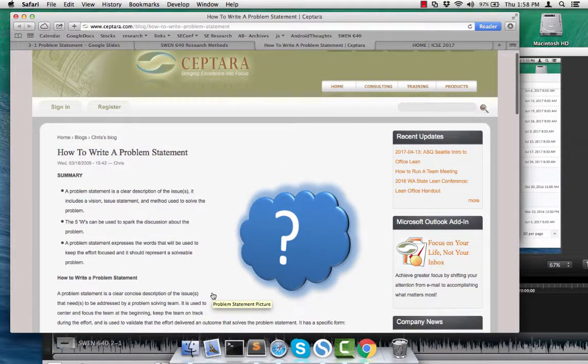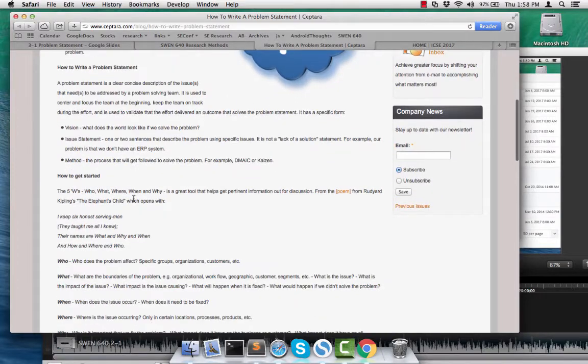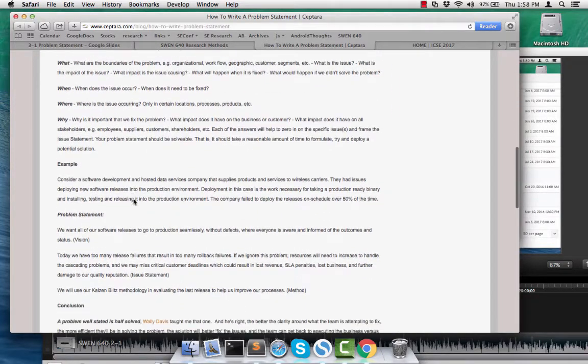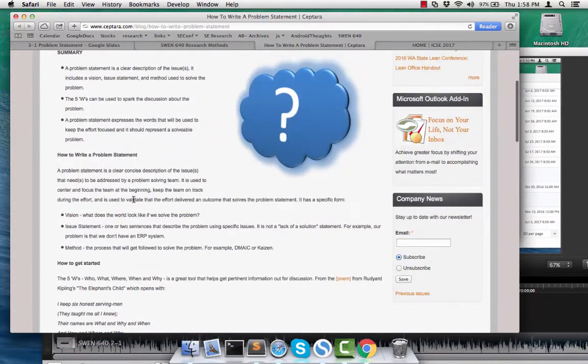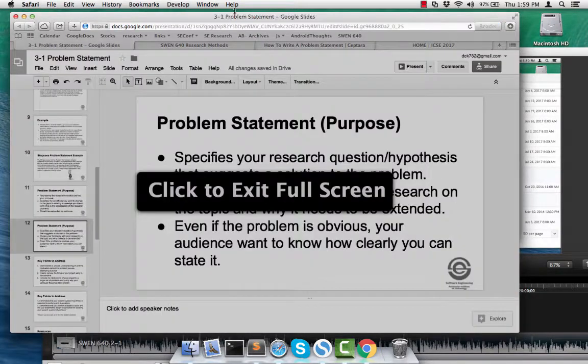So this site discusses some of the things like the 5 W's that we discussed, some examples of good research statements. There are a lot of really good websites out there that have good demonstrations of good and bad problem statements. So I'd actually encourage you to Google good problem statements, bad problem statements, because I think it can be pretty helpful to read bad problem statements to understand how not to write problem statements.